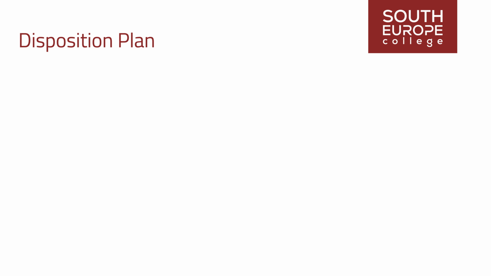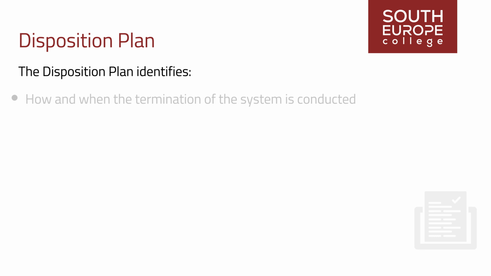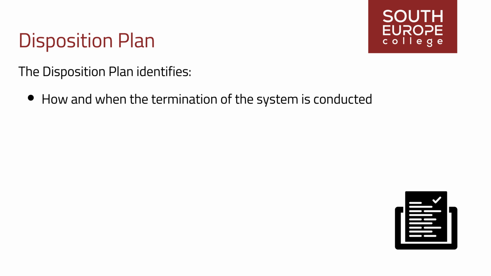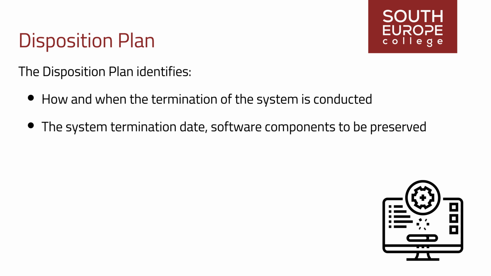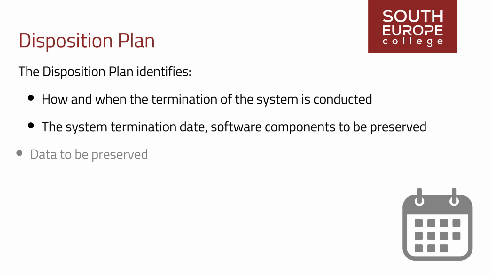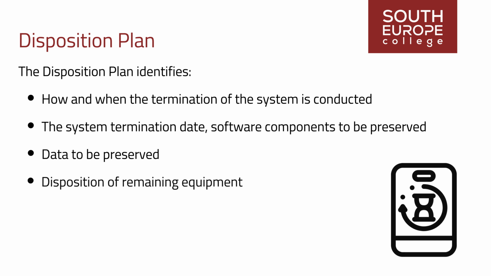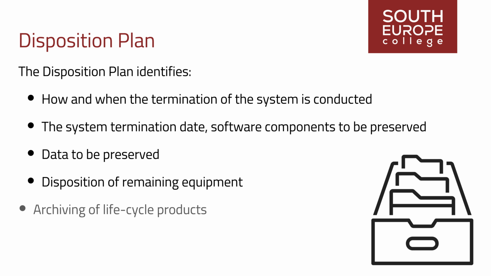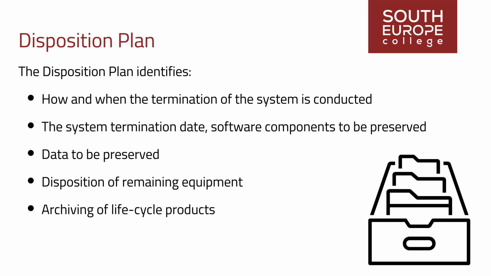The disposition plan is developed and implemented. The disposition plan identifies how and when the termination of the system is conducted, as well as the system termination date, software components to be preserved, data to be preserved, disposition of remaining equipment, and archiving of lifecycle products.